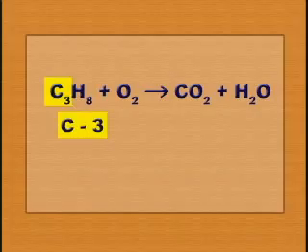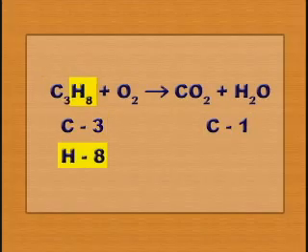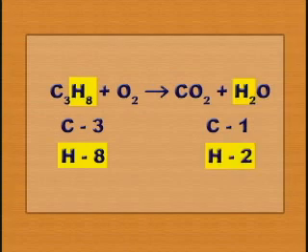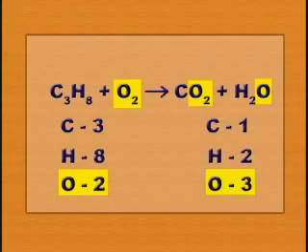There are 3 carbon atoms on the reactant side, but only 1 carbon atom on the product side. 8 hydrogen atoms are on the reactant side, but only 2 hydrogen atoms are on the product side. And finally, there are 2 oxygen atoms on the reactant side, but 3 oxygen atoms on the product side. Clearly, the equation isn't balanced. Our element inventory helps you see that.